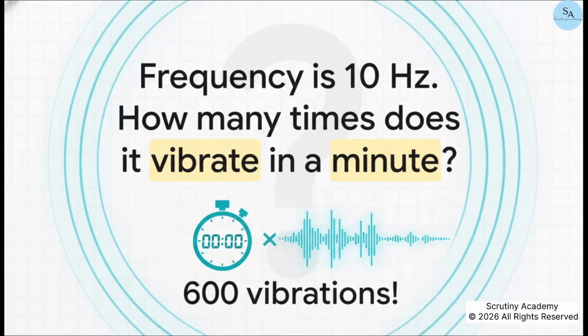Okay, quick pop quiz for you, just to make sure you're with me. If a sound source has a frequency of 10 Hertz, how many times does it vibrate in 1 full minute? Go on, take a second to think. All right, got it? Remember, 10 Hertz means 10 vibrations every second. And we know there are 60 seconds in a minute, so you just do 10 times 60, which gives us 600 vibrations. See? Simple when you break it down.